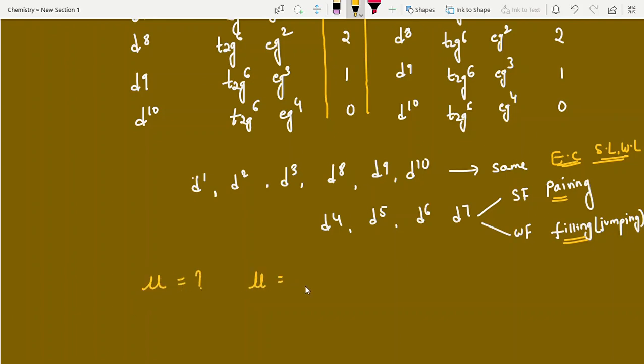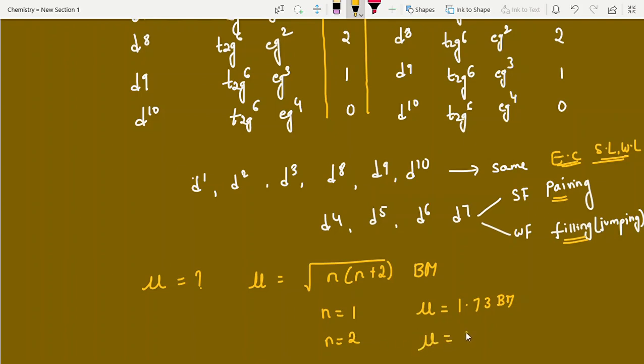Magnetic moment equals root over n into n plus 2 Bohr magneton. I gave a detailed explanation in the d and f block elements. If you have any queries, please go through the d and f block elements video, students. I will give shortcuts also. If n equals 1, what is the answer? Mu equals 1.73. That's it. N equal to 2 unpaired electrons, then what happens, students?